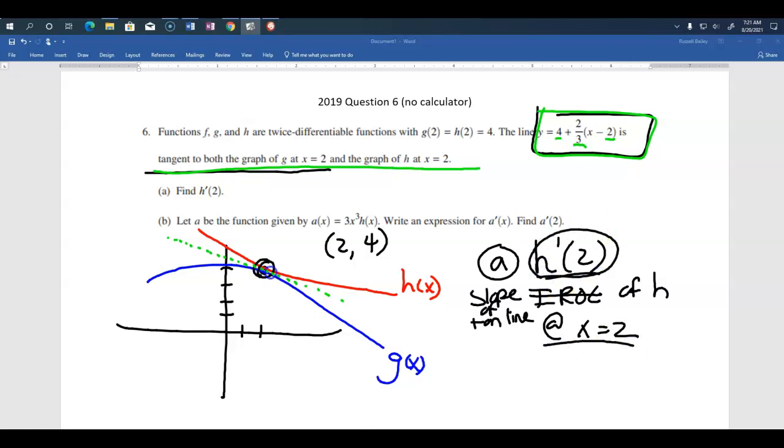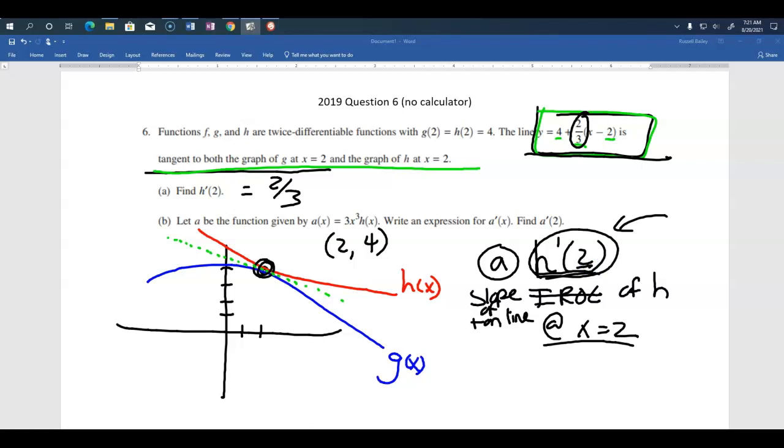Well, I've got a tangent line there at x equals 2. It's that green dotted line. It's this one up here. What's the slope of that line? The slope is the one that's in front of the parentheses. So h prime of 2 is 2/3. That's weird, because aren't we used to, when we do this, finding the derivative of our function and then plugging it in to get the answer?